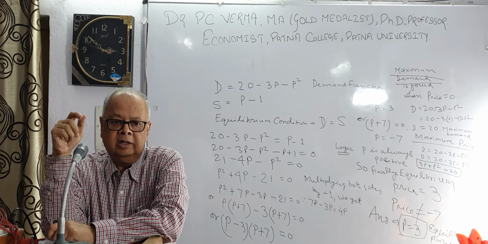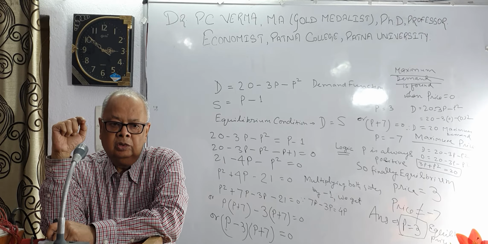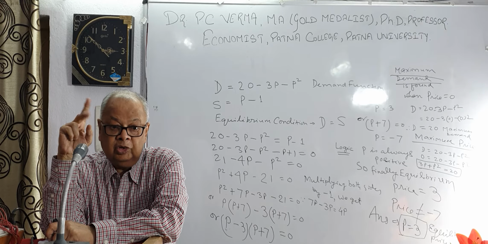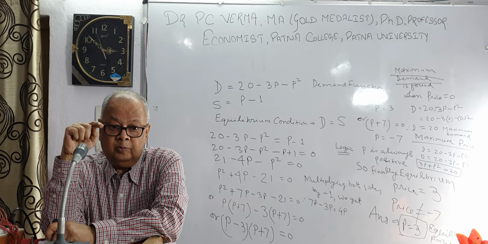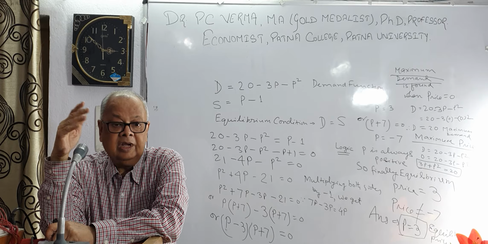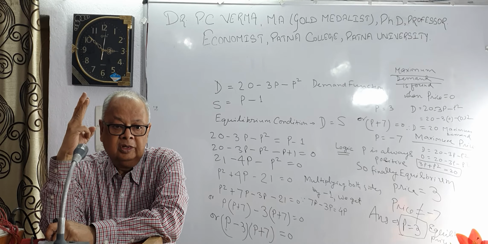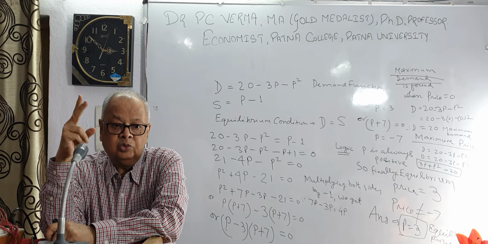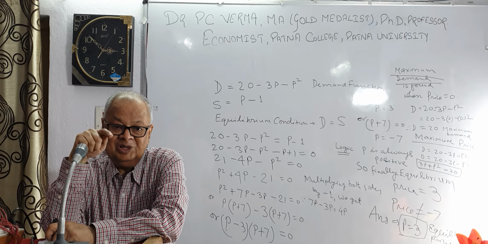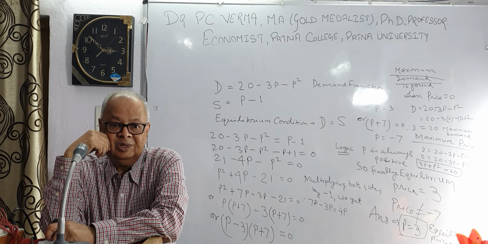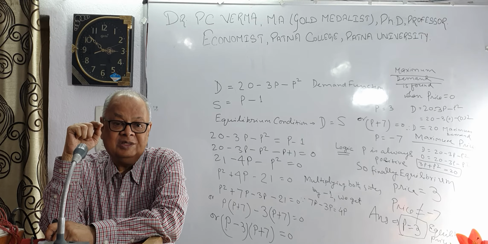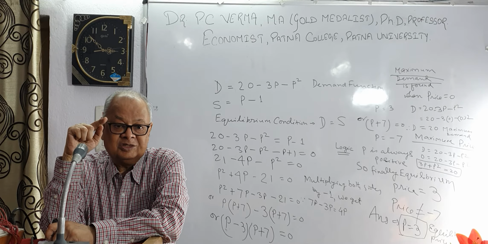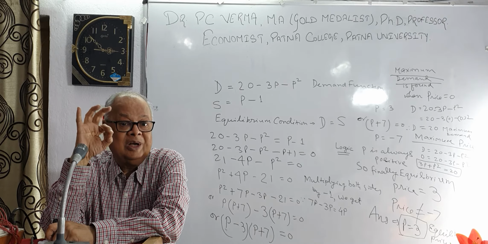Equilibrium supply S is equal to P minus 1, because the supply formula is P minus 1, and the equilibrium price we have got is 3. 3 minus 1 is 2. What is the result? D is equal to S. Under perfect competition, the equilibrium price gives us equal demand and equal supply.